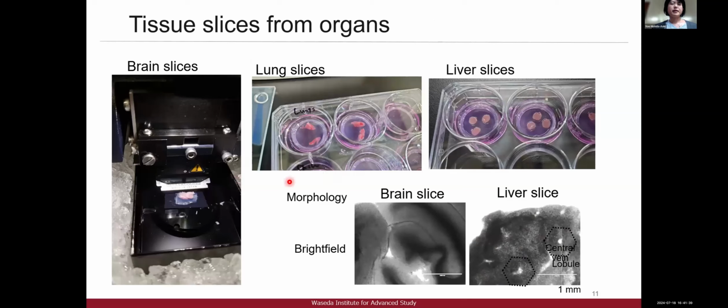I have prepared the tumor tissue slice culture, but here I have optimized the conditions to prepare and maintain the tissue slice cultures from other mouse organs, like brains and lungs and livers, where the breast cancer I am studying is likely to metastasize. And I have confirmed that these tissue slice cultures maintain the original tissue architecture, like here, brain, and also the liver. They have the unique structures. They are maintained here.